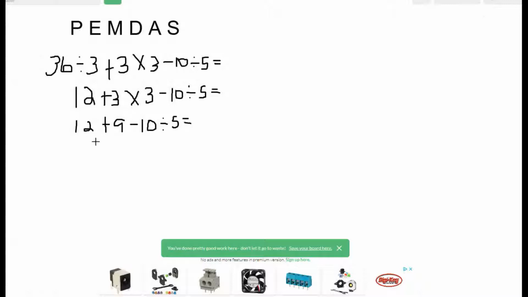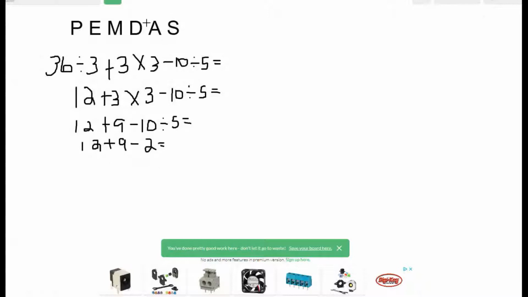All right, see, we still have addition, subtraction, and we have a division left. So remember, we have to do division before we can go to addition and subtraction. So we're going to bring this down, 12. I know this seems redundant, but it really is helpful. So minus, what is 10 divided by 5? 2. All right, look what we're left with.